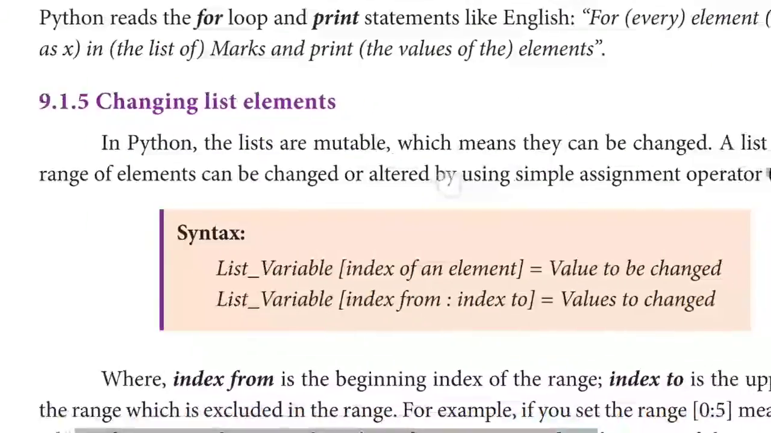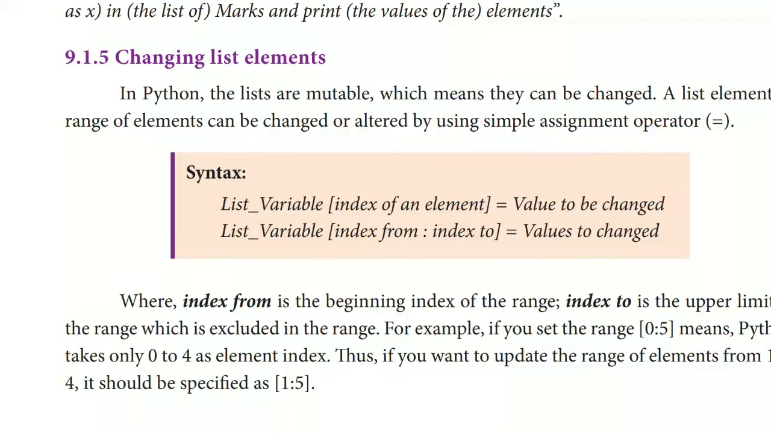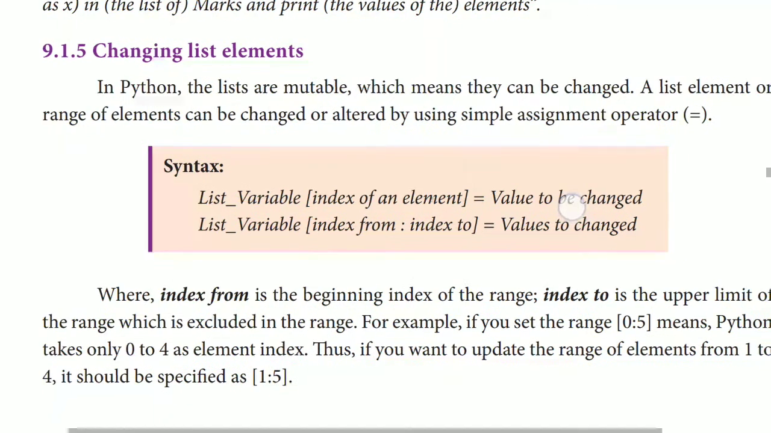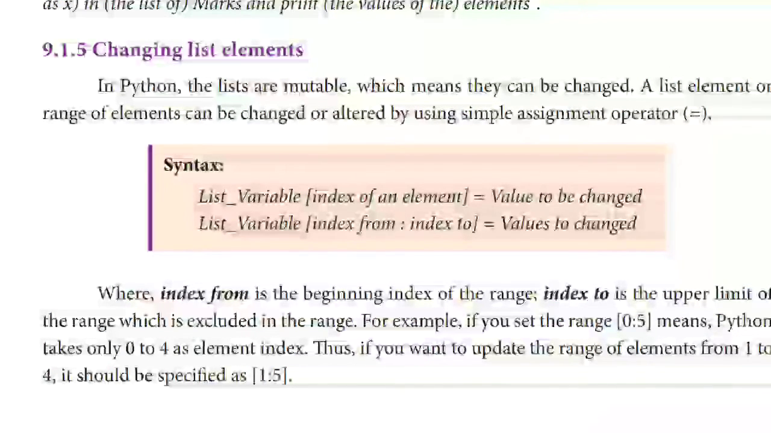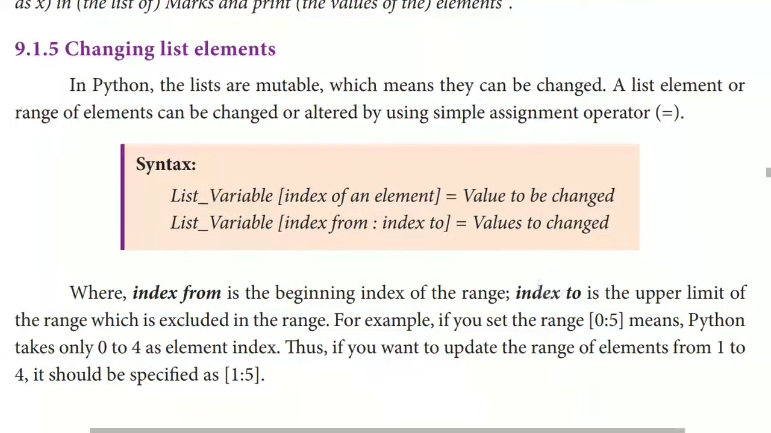So today we are going to see changing list elements. How to change the items which are already present in a list, modifying or editing them. In Python, lists are mutable. Mutable means changeable. You can change a list element, or a range of elements can be changed or altered by using the simple assignment operator, which is equal to. The assignment operator is the equal to symbol in Python.